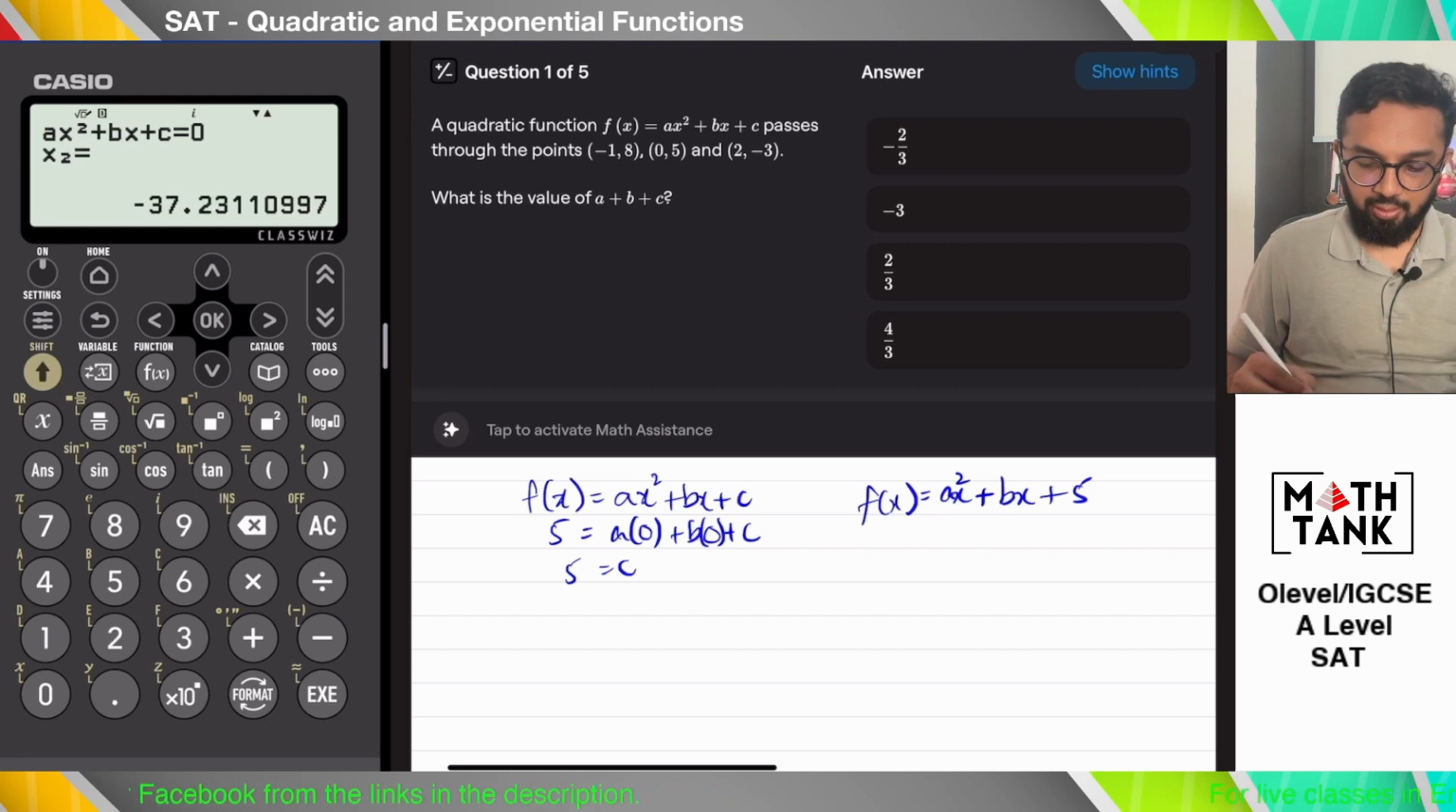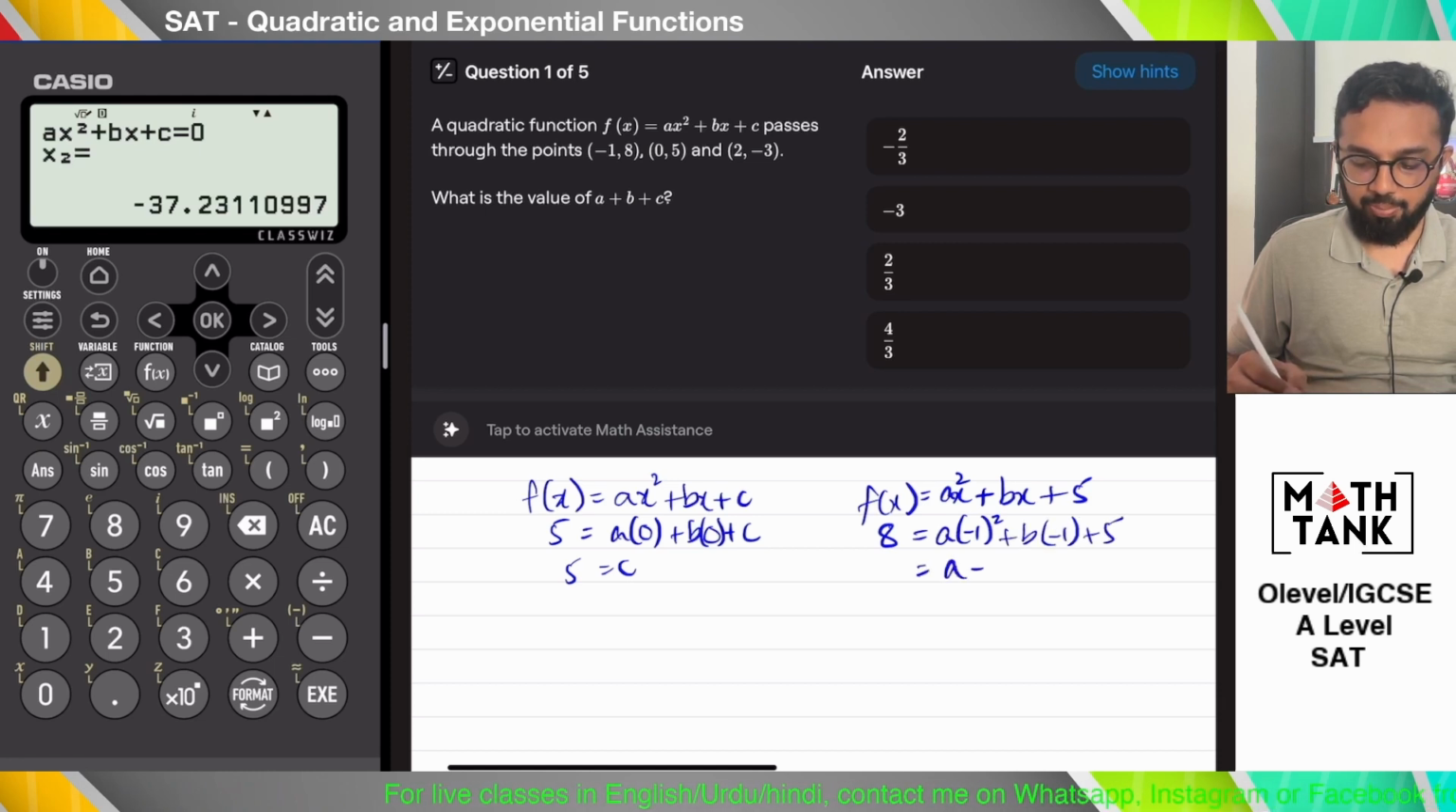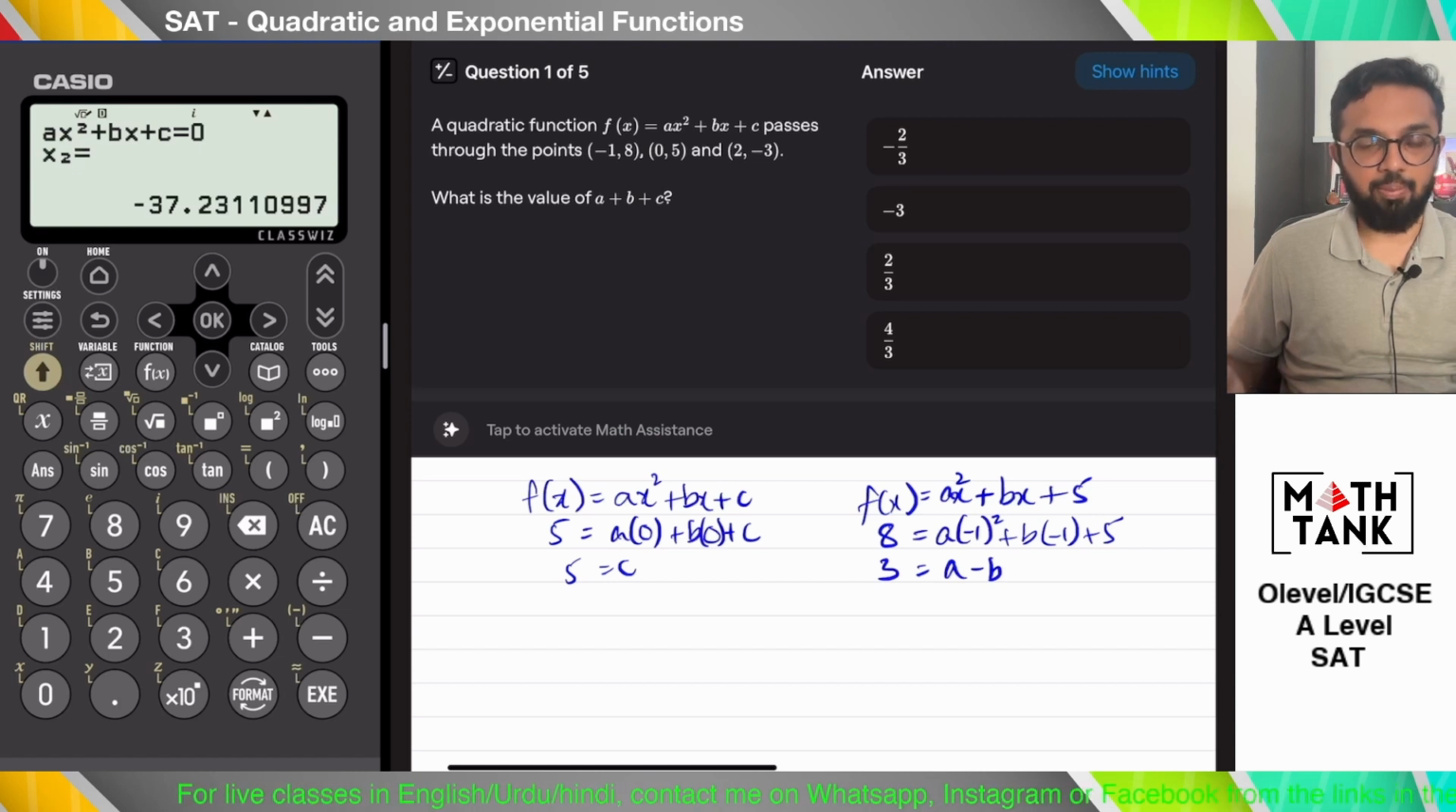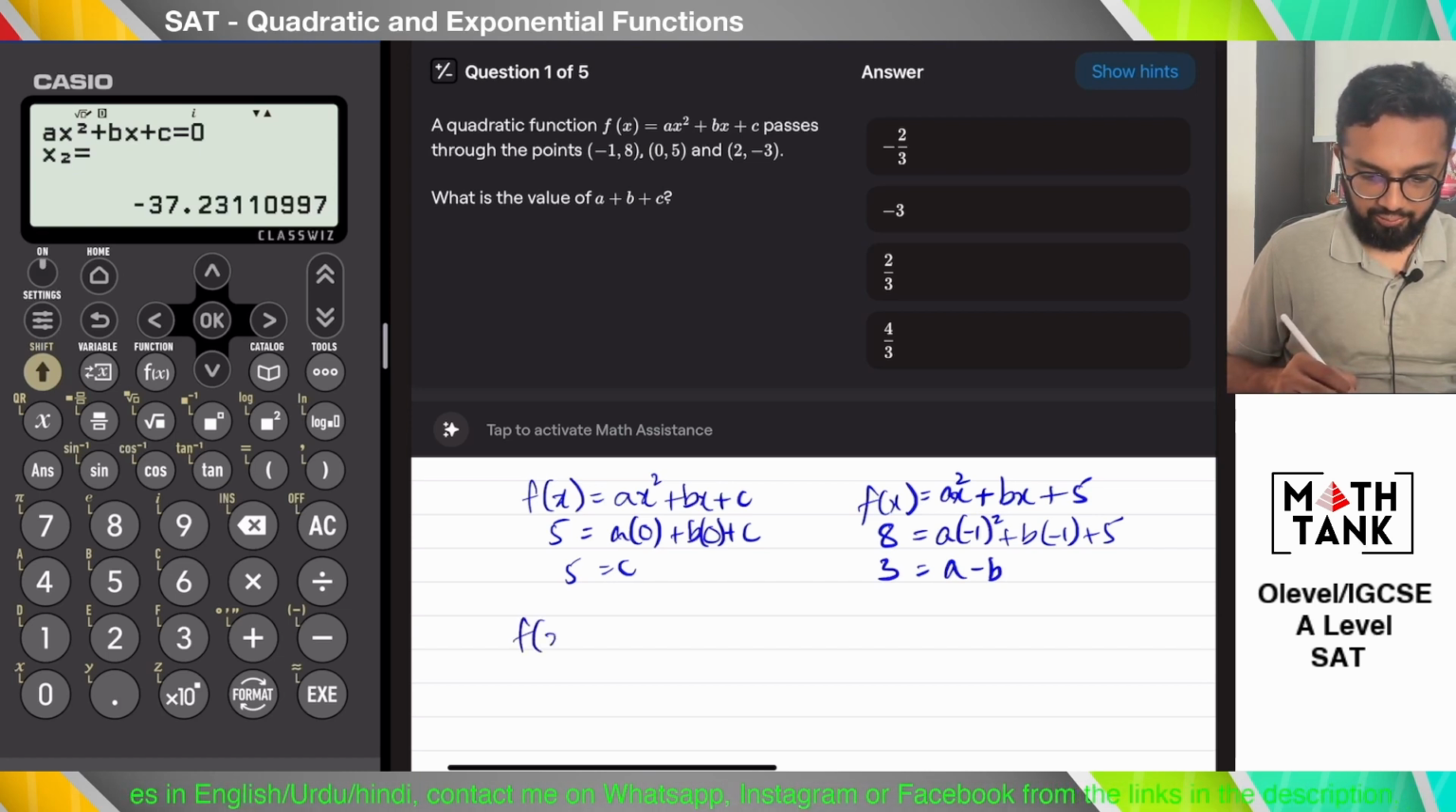Okay, then if I take the first point, 8 equals a times minus 1 squared plus b times minus 1 plus 5, I've ended up with a simultaneous equation. I'll take another point and see if that helps.